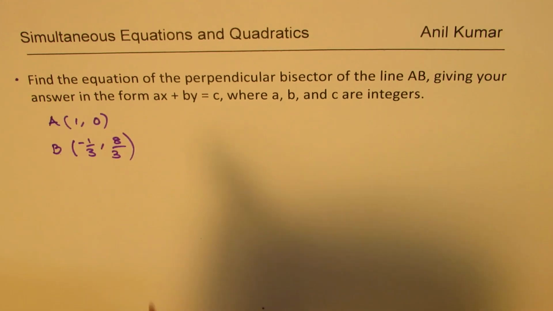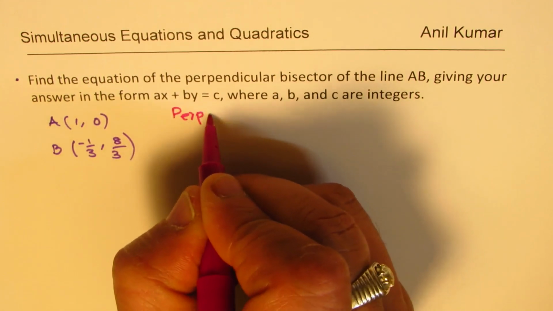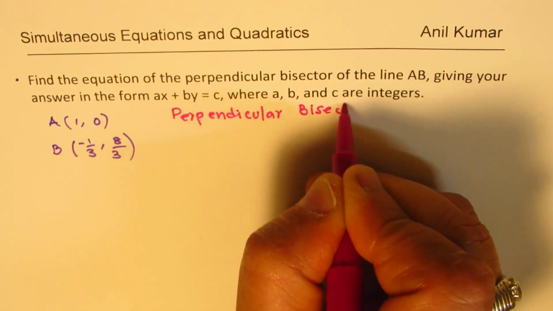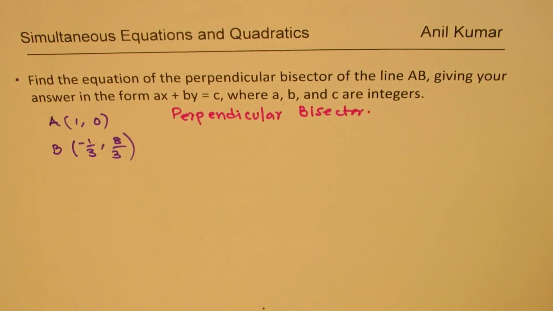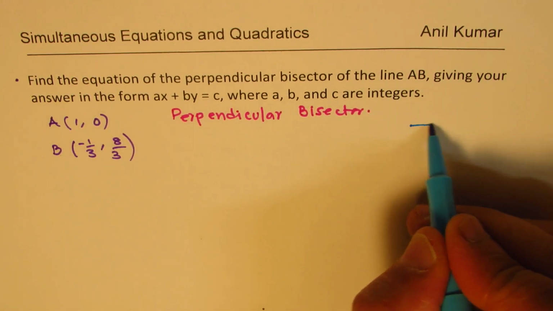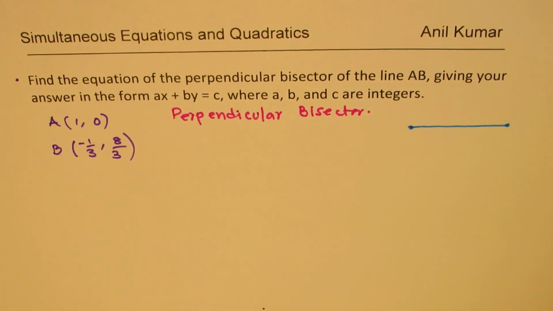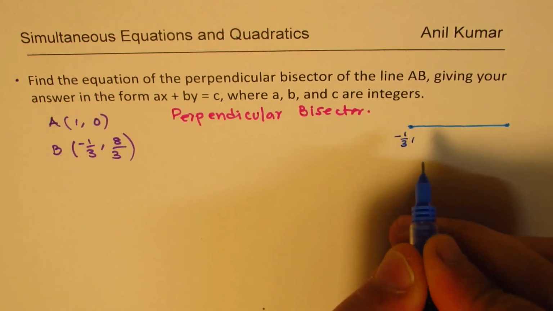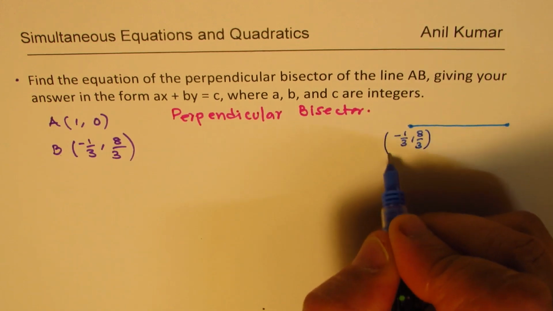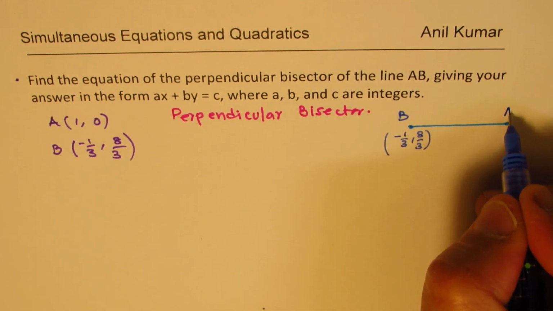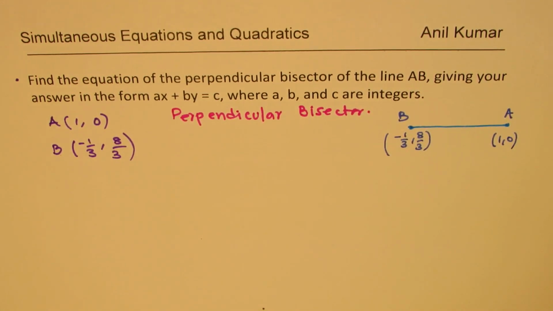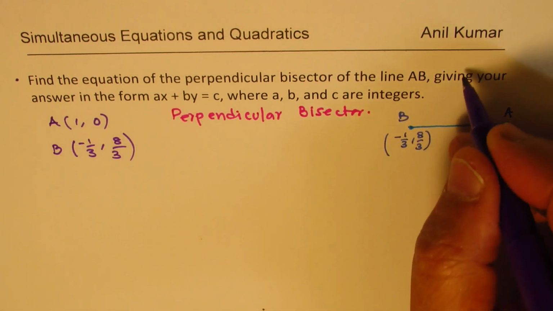So when we say perpendicular bisector, that means what? So that means we are looking at two things. One is, let's say we have a line. So in this case, we do have a line, let's just consider this is our line, correct? And on this line, we have a point which is, let's say, minus 1 over 3, 8 over 3 here, right? We are calling this point B. You could call anything, and A or B, you could interchange, right?